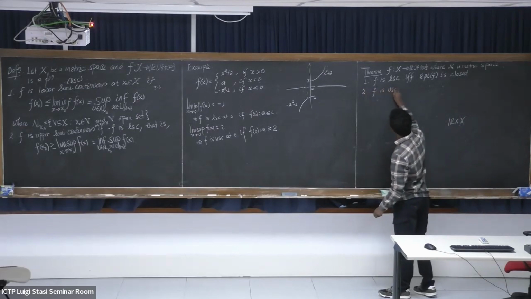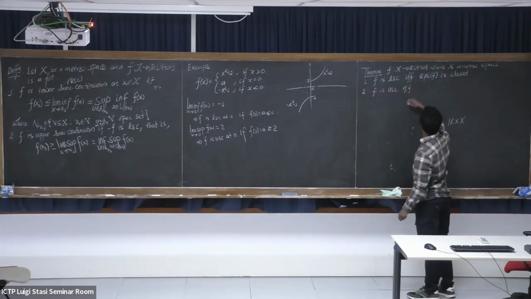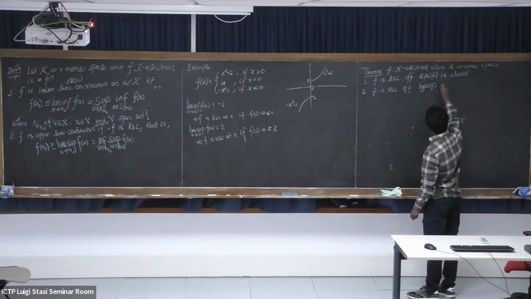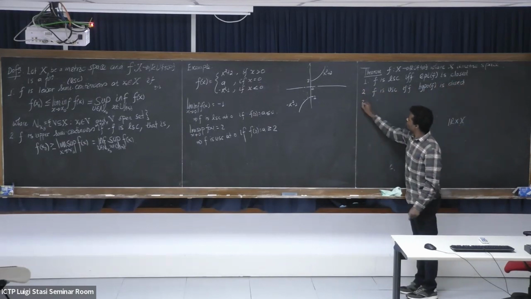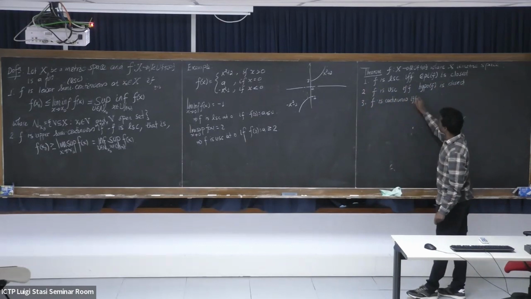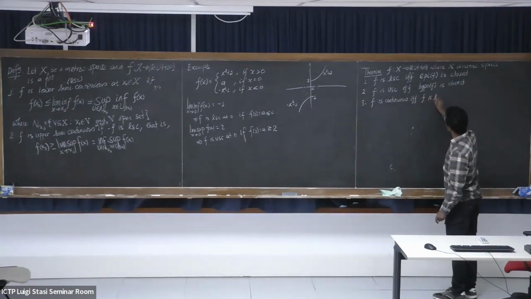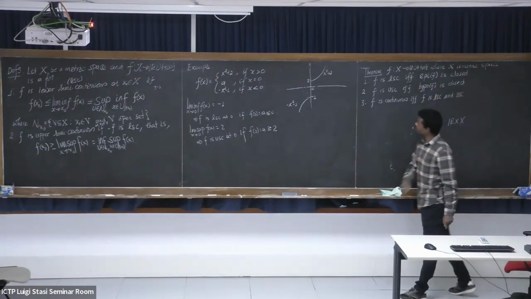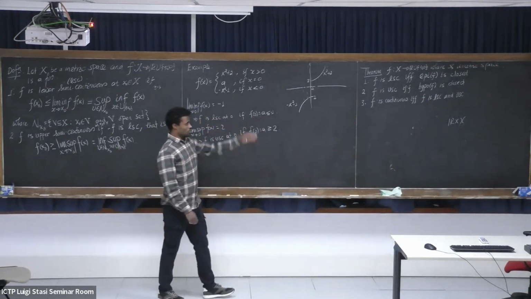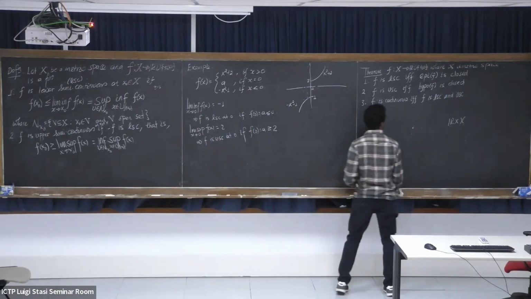F is upper semi-continuous if the hypograph of F is closed. F is continuous if F is lower semi-continuous and upper semi-continuous. These are very important concepts, relating lower semi-continuity with the epigraph, upper semi-continuity with the hypograph.